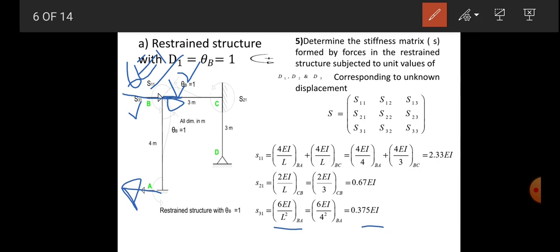So we will get the first column of the matrix by applying unit rotation for theta B equal to 1. Remember, whenever there is a delta due to the rotation of a column, a reaction is generated, and that reaction is 6EI by L square, in the direction of delta.